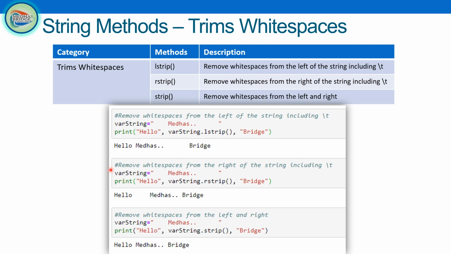In the second example, we are trimming the right white space using rstrip. Here is the example output. In the last example, we will trim white spaces on both the left and right of the string. The output is hello Medas bridge. Both white spaces got removed.